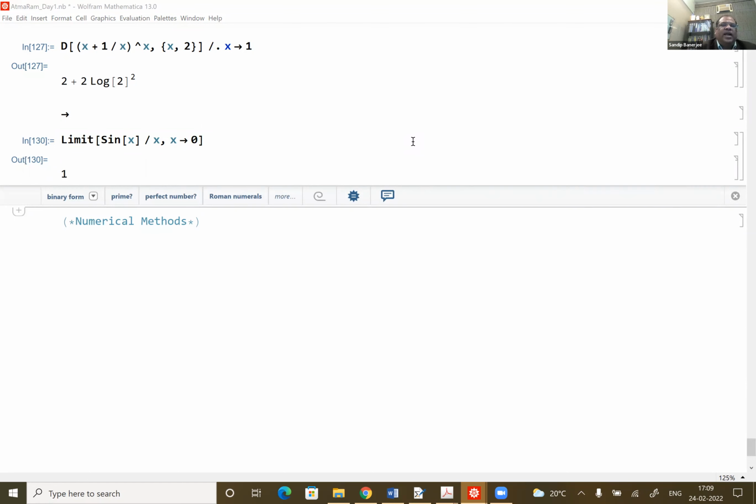So the first thing is the interpolation. Mathematica has its own way of doing it. If you want to find Lagrange's interpolation formula, then you actually have to type out the Lagrange's interpolation formula. Otherwise, they have their own method. So let me just show you.